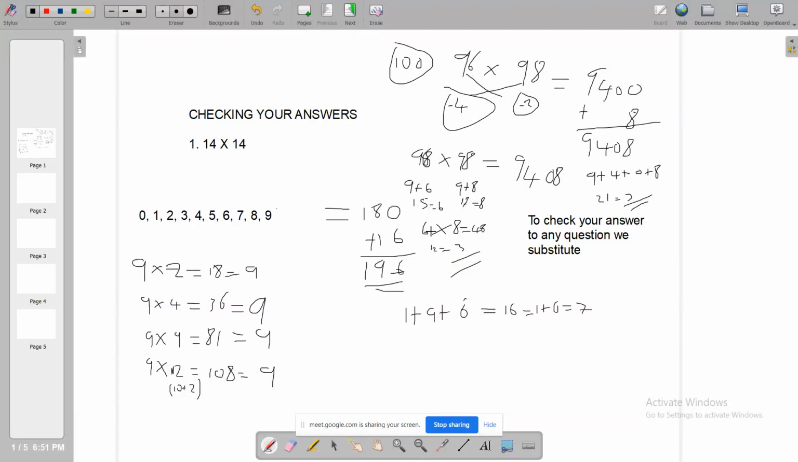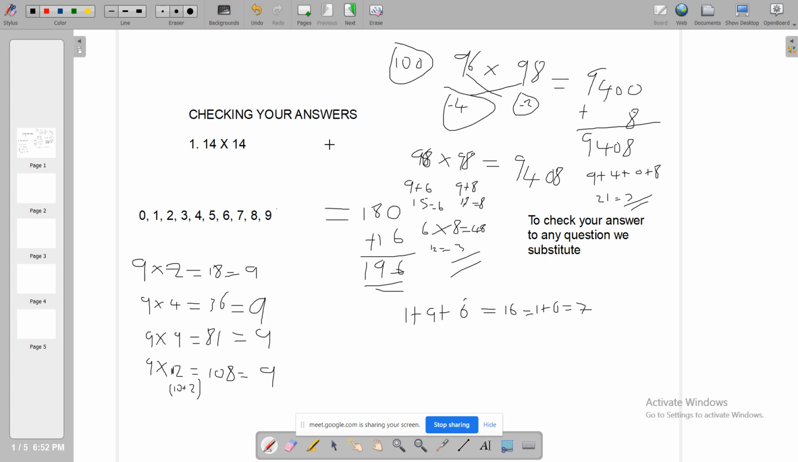Okay, so now I'm here. Kindly watch this. The question that we are solving was 96 times 98, right? Now we wanted to find a substitute, so we realized that the substitute for 96 is 9 plus 6. The substitute for this one is 9 plus 8. But check here, when we got 15 we broke it down and got 6. Do you see that we came back and got the 6 here?